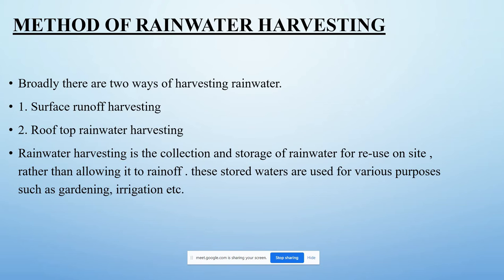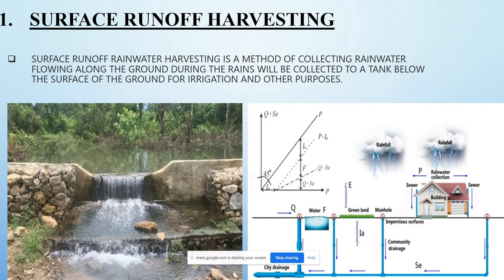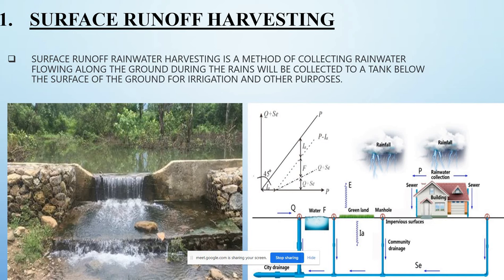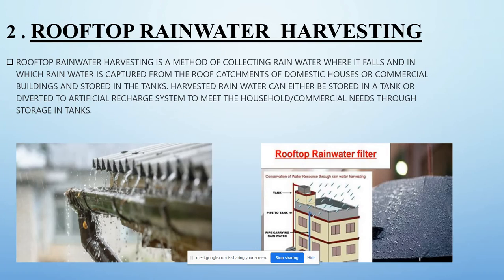Rooftop rainwater harvesting is a method of collecting rainwater where it falls, in which rainwater is captured from the roof catchment of domestic houses or commercial buildings and stored in the tank. Harvested rainwater can either be stored in a tank or diverted to an artificial recharge system to meet the household and commercial needs through storage in tank. Thank you.